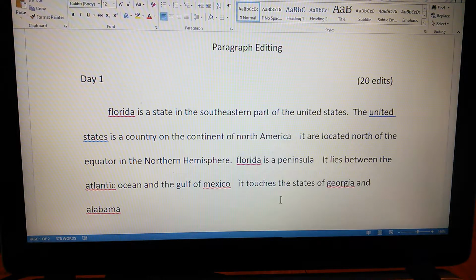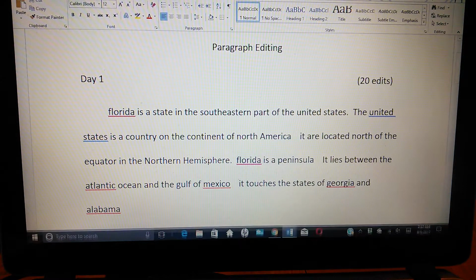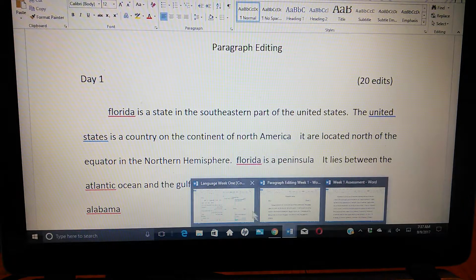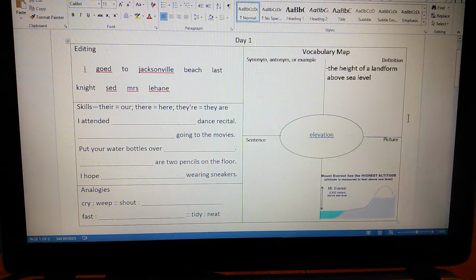There are basically 5 blocks to the paragraph editing. The first 4 blocks are completed as classroom activities, with the 5th one being the actual assessment for the week. So basically, during the skills block every day, students would be required to complete one day of the paragraph editing, and then they would move on and complete one day of the skills block.